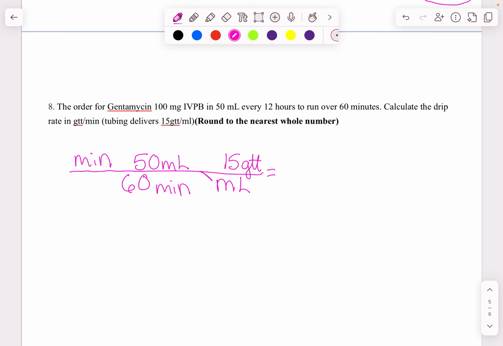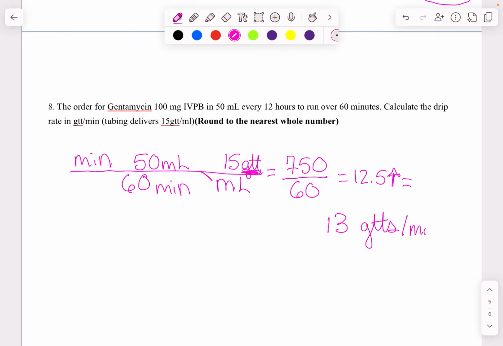So now we're ready to calculate it because I want my answer to be this. Okay, so that gives us 750 divided by 60 is 12.5, but we are going to round that up to the nearest whole number, and that will give us 13 drops per minute.